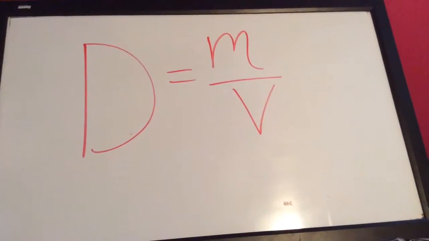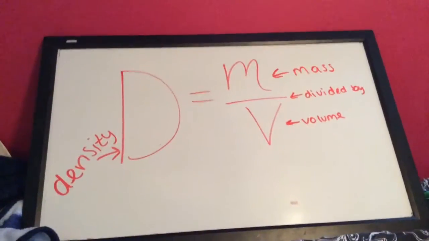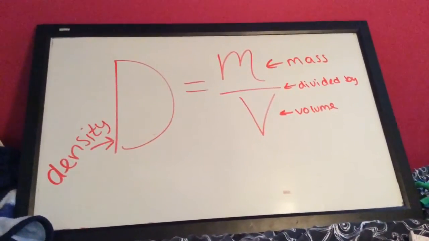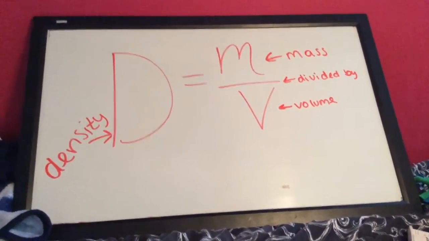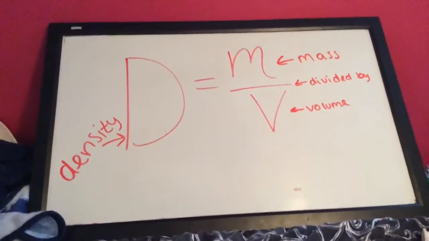The basic formula of density is D equals m over V. On the density formula, the D stands for density, the m stands for mass, the fraction bar stands for divided by, and the V stands for volume.